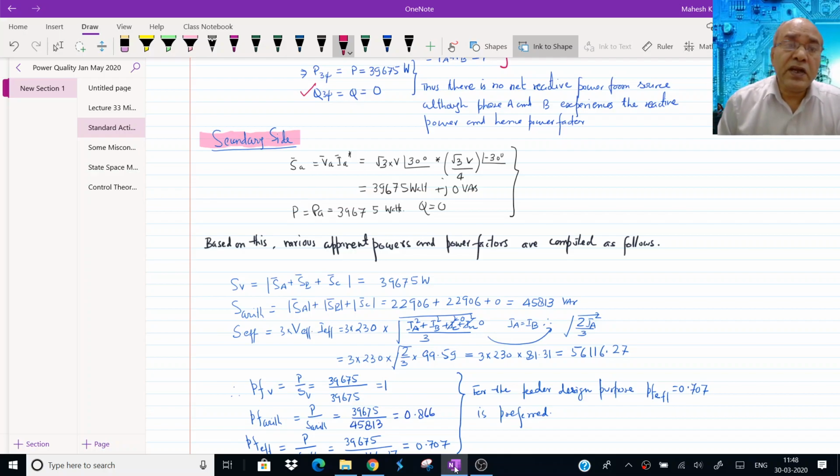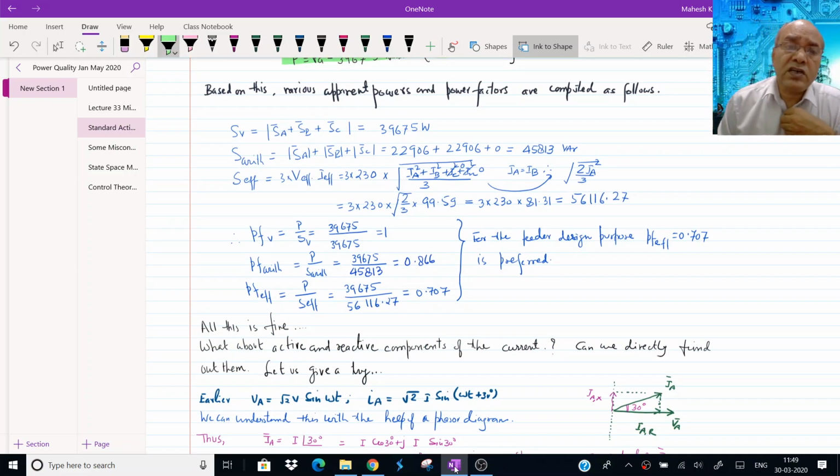Alright, but in between what happens? In between the phases are being involved, and because of that there is a power factor in each phase. In fact, phase A is experiencing 30 degree phase lead, and phase B is experiencing 30 degree phase lag. Hence they form equal and opposite reactive powers whose summation is equal to 0. And this is the earlier concept, therefore based on this we can find the different apparent powers and the power factor calculation based on them.